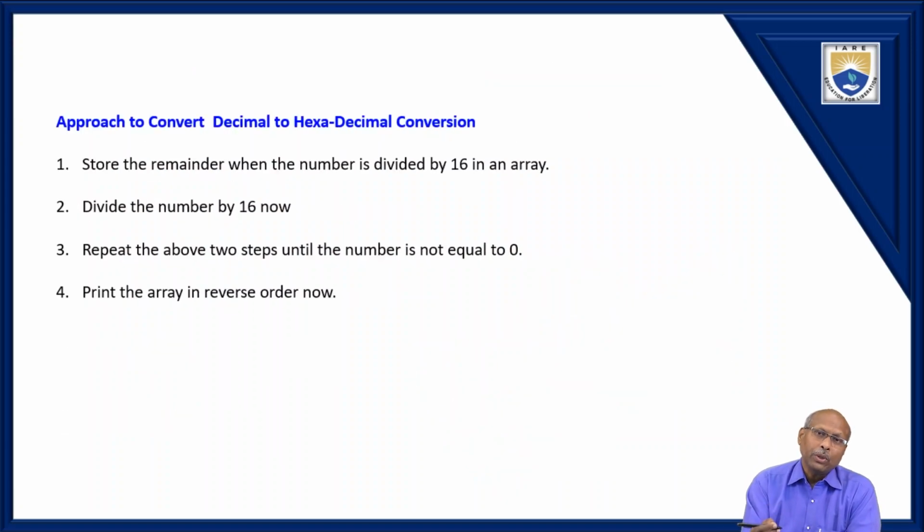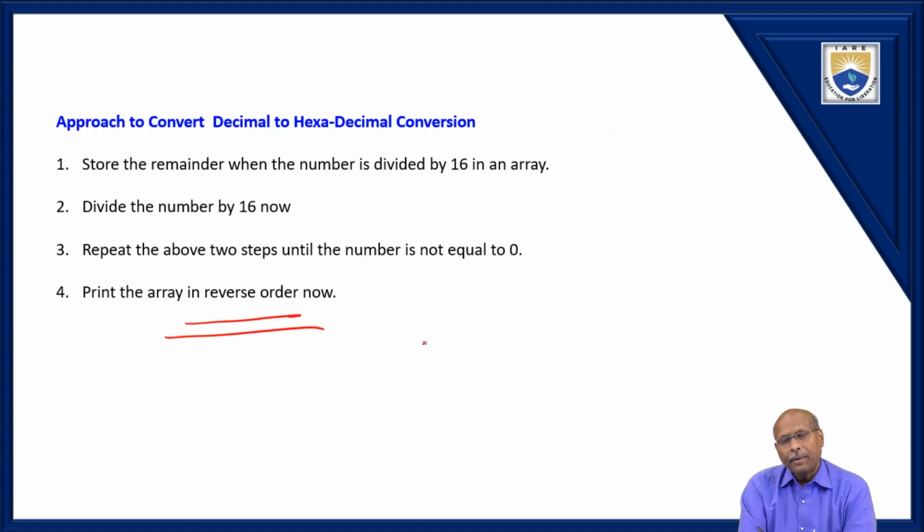To convert decimal to hexadecimal, what you have to do is divide the number by 16 and take the remainder. Repeatedly do this process until the number becomes 0. Whenever the number becomes 0, stop it, or when the number becomes less than 16, you can also stop it. When the number becomes 0, then come back printing in the reverse order. While printing in the reverse order, you will get the corresponding hexadecimal value.